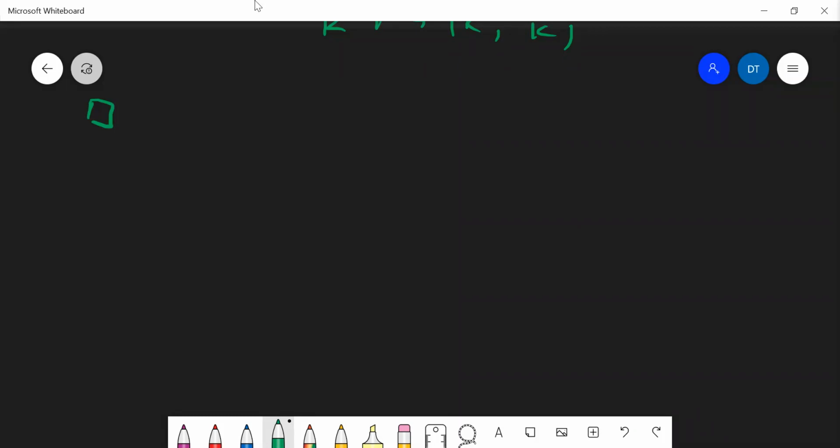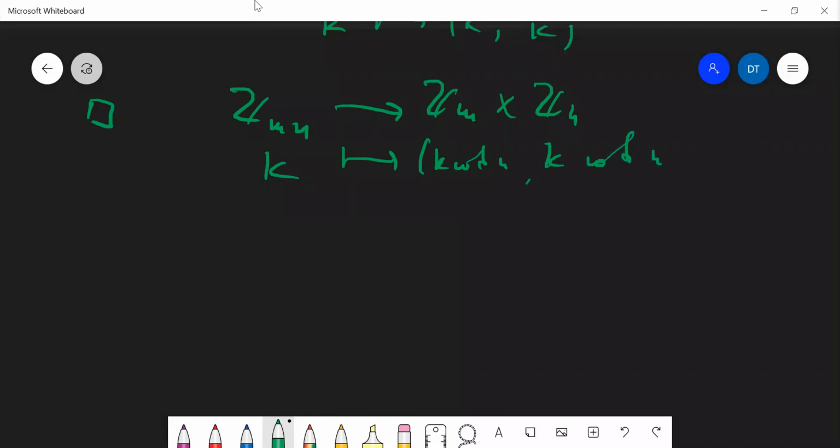Okay. First of all, we have this map. By the rule, k goes to k modulo m, k modulo n. So we have a well-defined map. This is just a map of sets, because you can take each element from the left-hand side and take it to a specific element on the right-hand side. So this is a well-defined map.